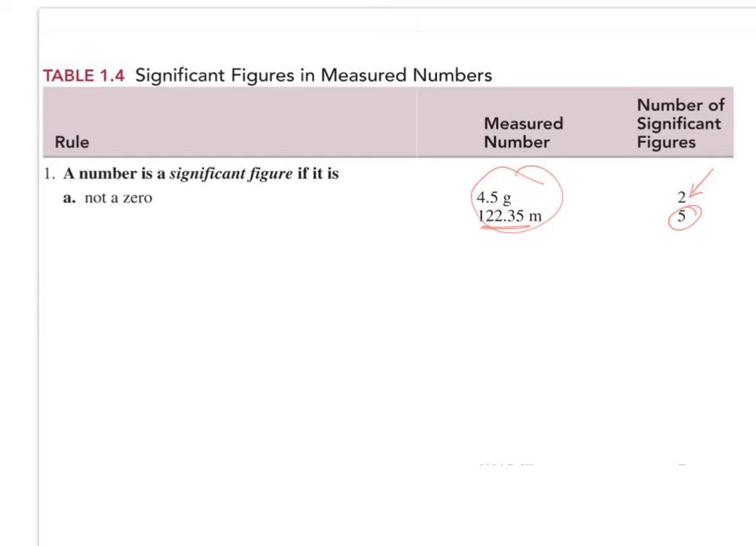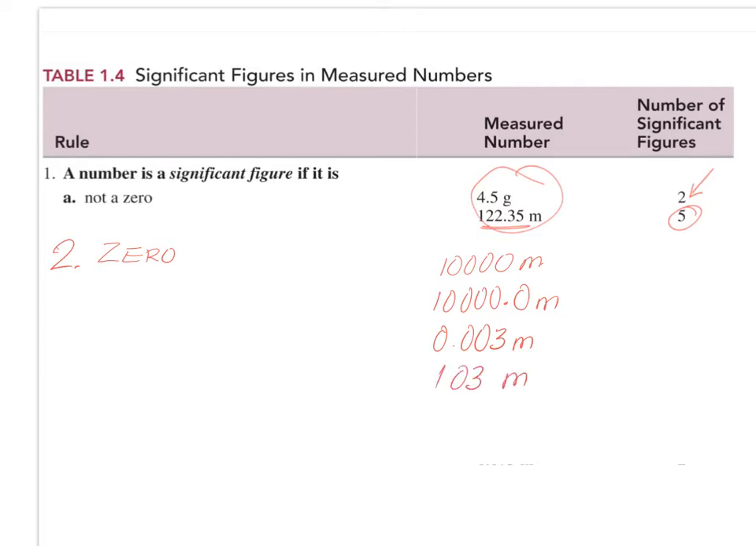Okay, what about rule number 2? And that is for zeros. What happens with the zeros? Well, zeros can be in one of many places. They can be at the end of a number. Let me write down lots of examples here. They could be at the beginning of a number, or they could be in the middle of a number, or technically measurements, since I added a unit.